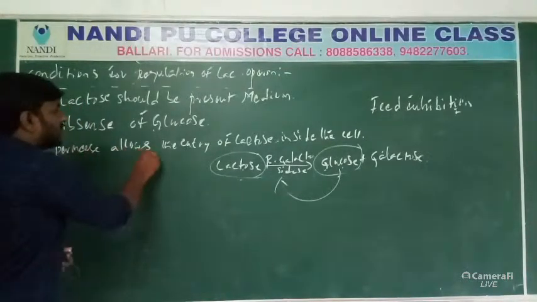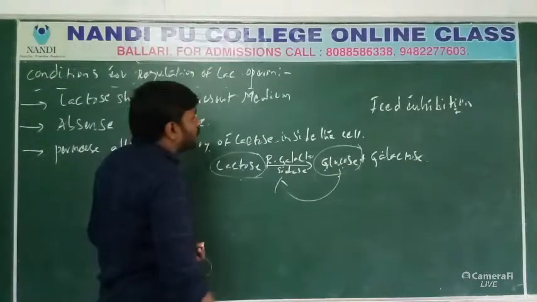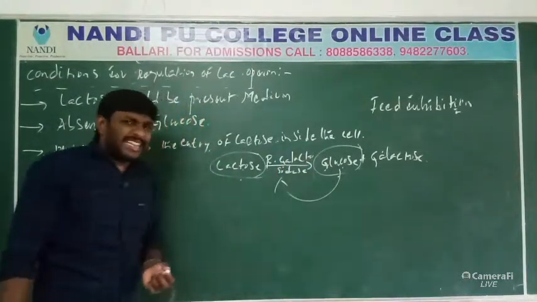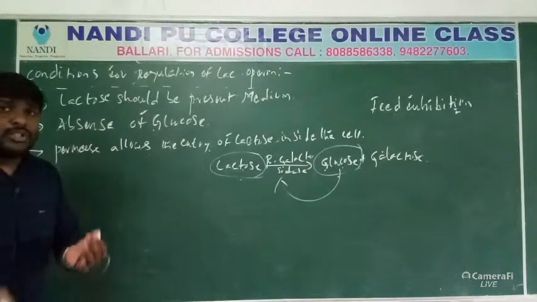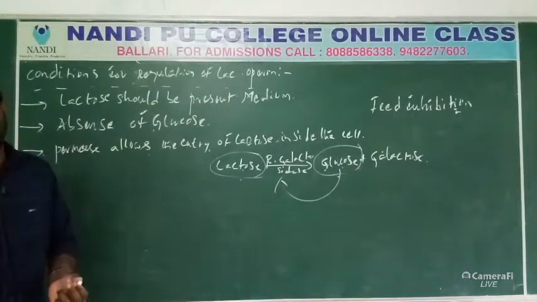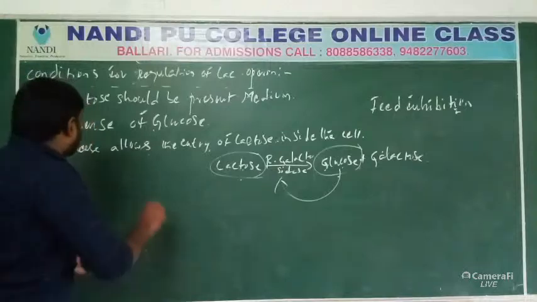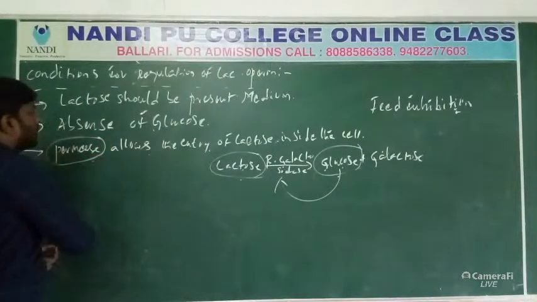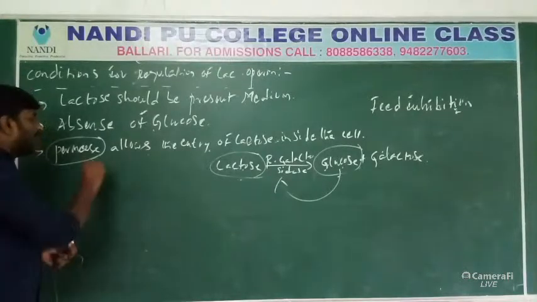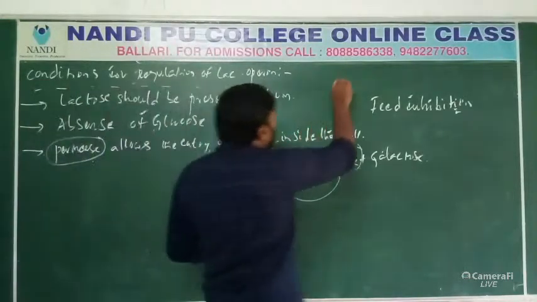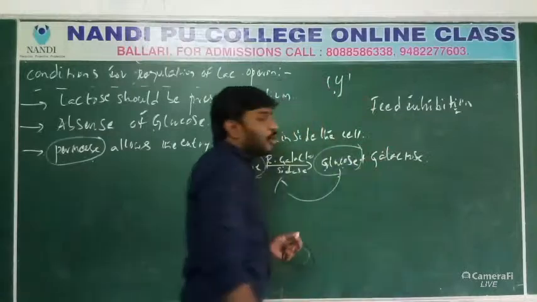And next, permease allows the entry of the lactose inside the cell. One doubt we will get from this one. Without the transcription process, without the switch on of the lac operon, how is the permease synthesized before, inside the cell? So permease is synthesized from one of the genes called Y in the lac operon.